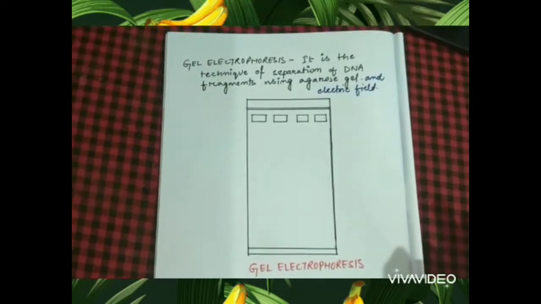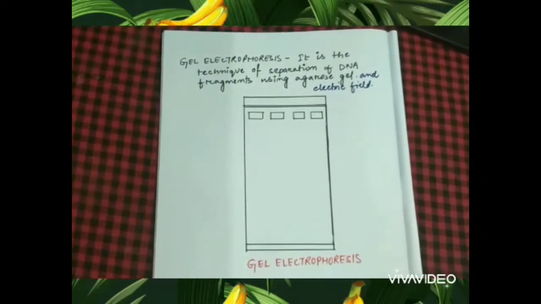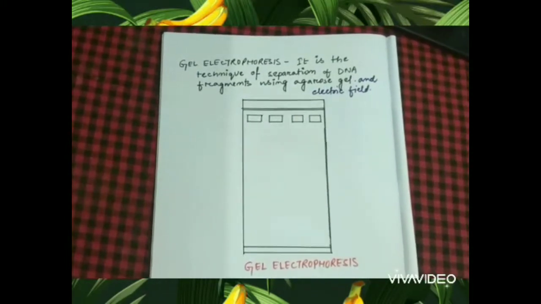So in that, I discussed the two important techniques that are used in genetic engineering, and those are the gel electrophoresis technique and the PCR technique, that is the polymerase chain reaction technique. Gel electrophoresis is the technique of separation of DNA fragments using agarose gel and an electric field.